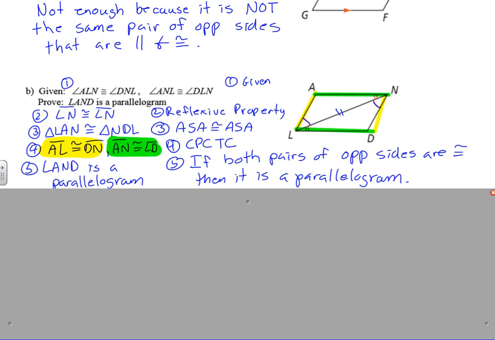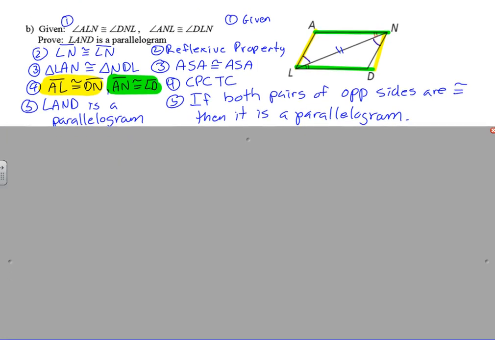Okay, now some of you look at this and you're probably thinking, well, couldn't we have said that the opposite sides were parallel because alternate interior angles are congruent? And you would be exactly right. That's a perfectly acceptable method of doing that problem. Okay, I just chose to do it this way.